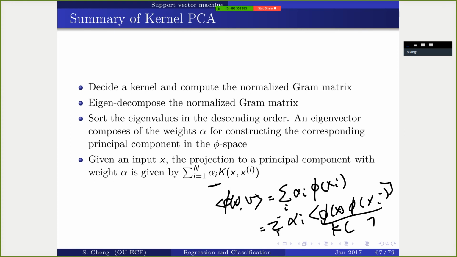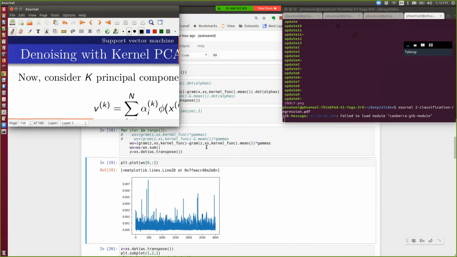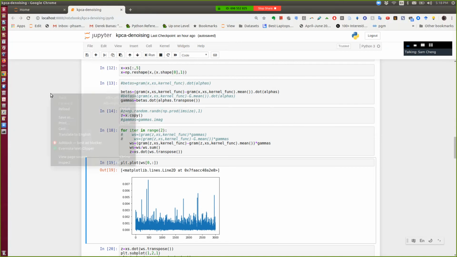It looks nice, and I tried to play with it a bit more over the weekend. Typically, the more you look at something, the more you realize you do not completely understand everything. I found that a good use of this is denoising using kernel PCA, so I'll show some results here. Let's see if I can find it.